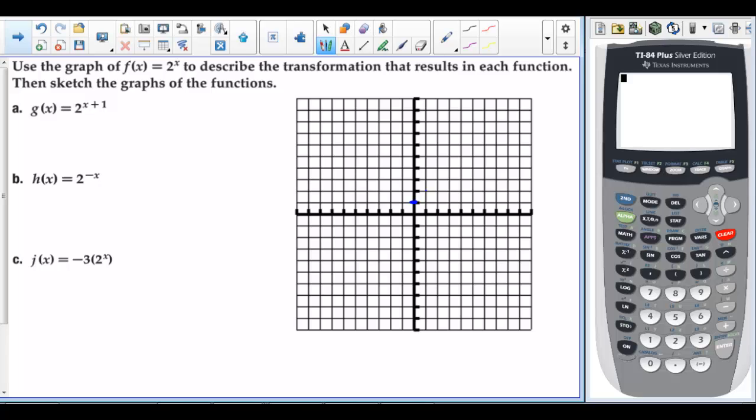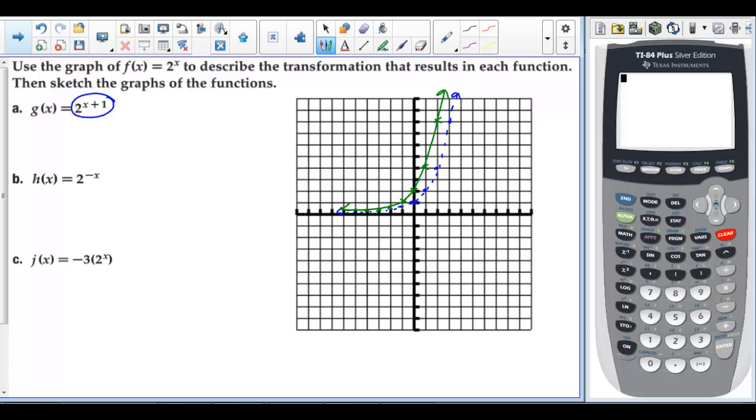Here's 2 to the x: 2, 3, 4, 5, 6, 7, 8, half, a fourth, an eighth. So here is the parent function, and then a, b, and c are the children. But this plus 1 is on the inside of the function, so we'll move everything to the left. So we have left 1, left 1, left 1, left 1. This will be left, left, and left. So this is 2 to the x, move to the left 1.